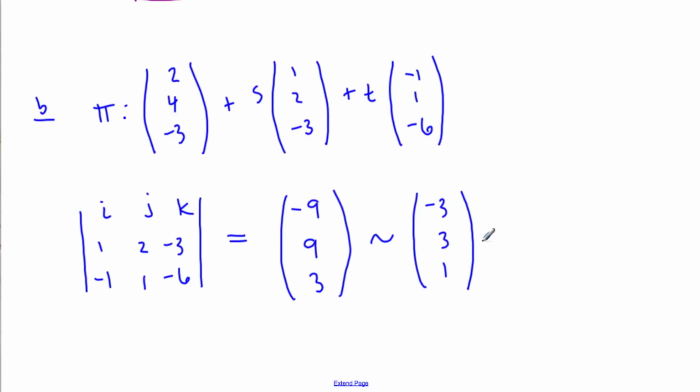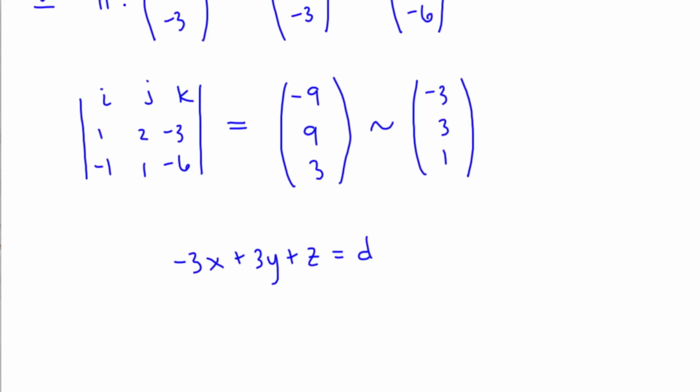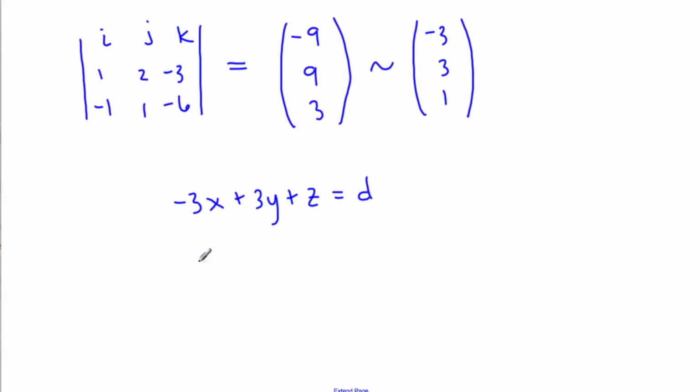Alright, so this vector is perpendicular to the plane. It's perpendicular to both of these vectors, which means it's normal to the plane. So -3x plus 3y plus z equals d. And now I just need one point that's contained in the plane. I'll plug it in for x, y, and z and solve for d. And that one point will be (2, 4, -3), which is our intersection point.